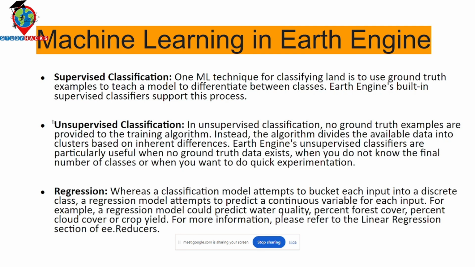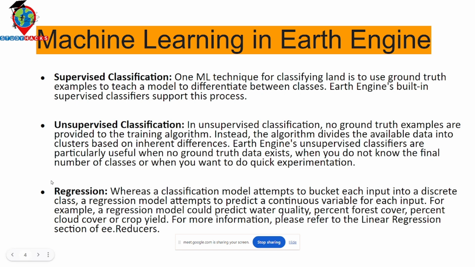But for an unsupervised machine learning model, you don't need to take any kind of ground sample or ground truth data. It mainly works for clustering. It finds the similarities between pixels and then makes the groups or classes. So for unsupervised models you don't need ground sample data, but for supervised models you must take ground sample data to make the machine learning model.